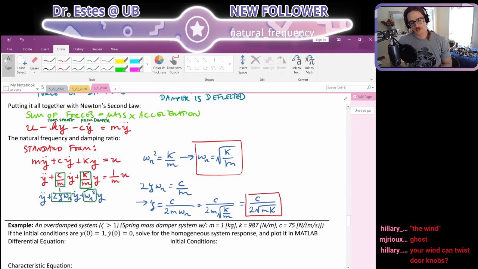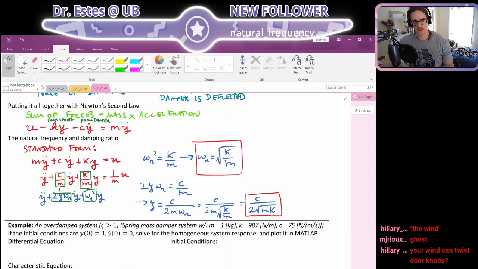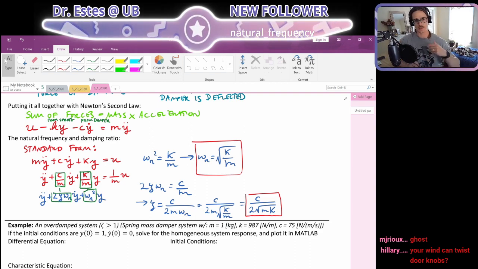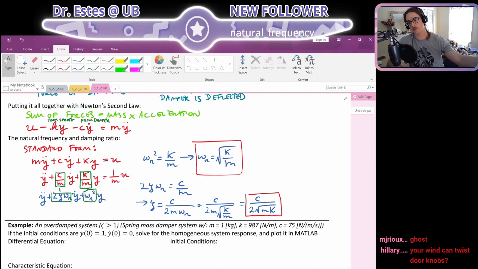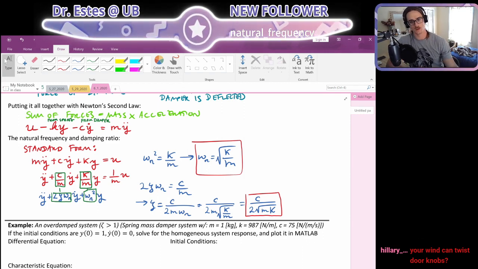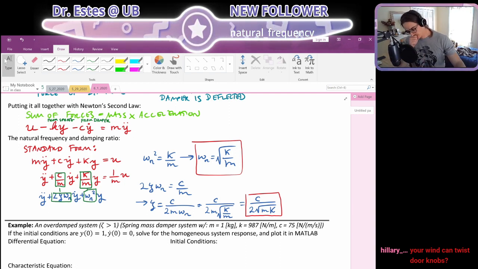Now, the interesting thing about a spring mass damper system is that depending on how stiff the spring is or how strong the damper is, you can get all of the different classifications of second order systems that we defined up above. You can get underdamped, overdamped, critically damped. And that's where some design problems come in.